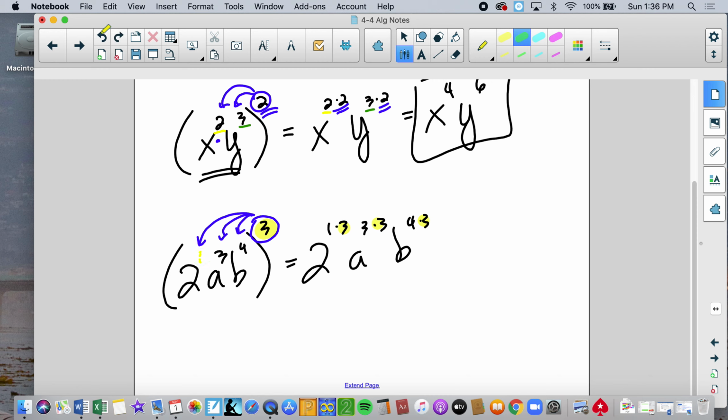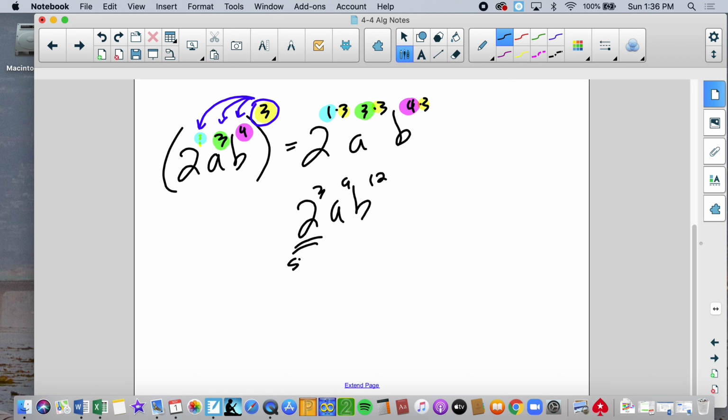We're distributing it to the 1, the 3, and the 4. So my next step is going to be 2 to the third, a to the ninth, b to the 12th. Well, 2 to the third we can simplify. We can always simplify constants. 2 times 2 times 2 is 8, a to the ninth, b to the 12th. So whenever you have constants, you're going to simplify that.